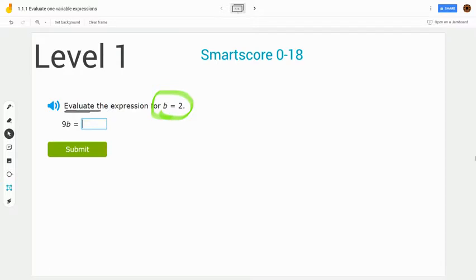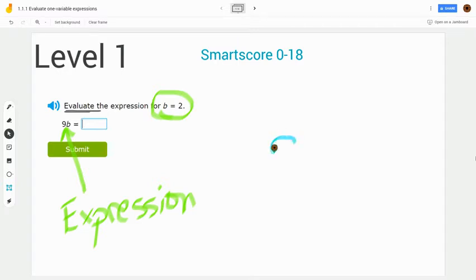So here is the expression they give us. 9b is the expression. We would rewrite the expression 9b, but instead of putting b, now in parentheses, when we substitute a number in place of a variable, it's almost always a great idea to put parentheses there. So I think for the most part we can always do it. So then put the 2 there.